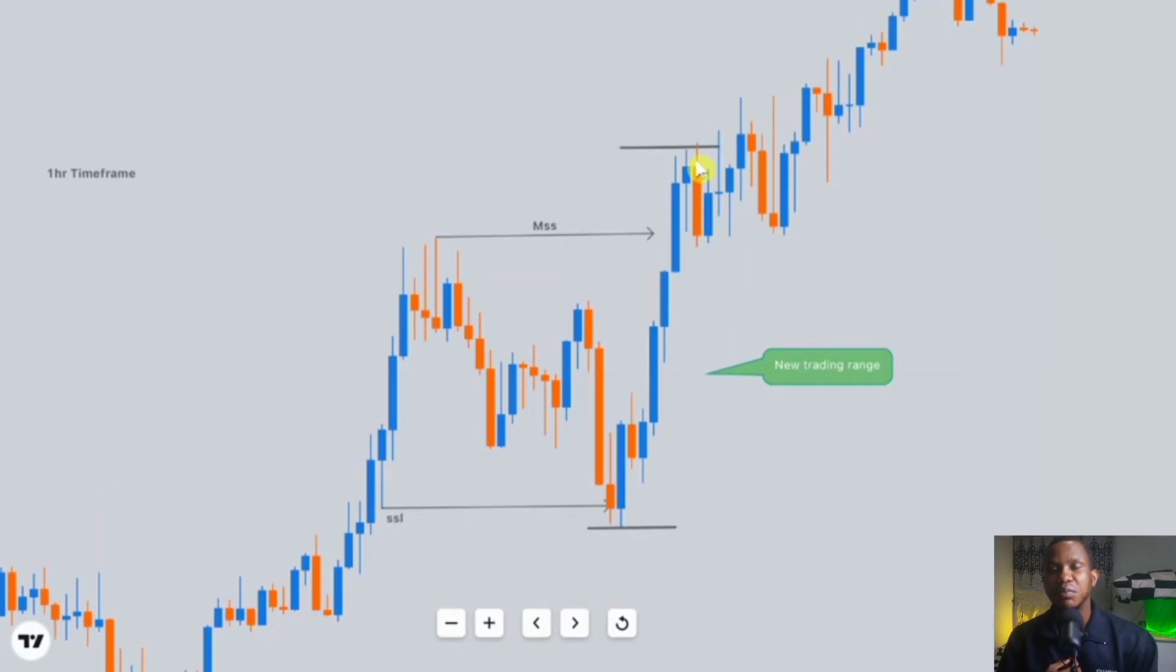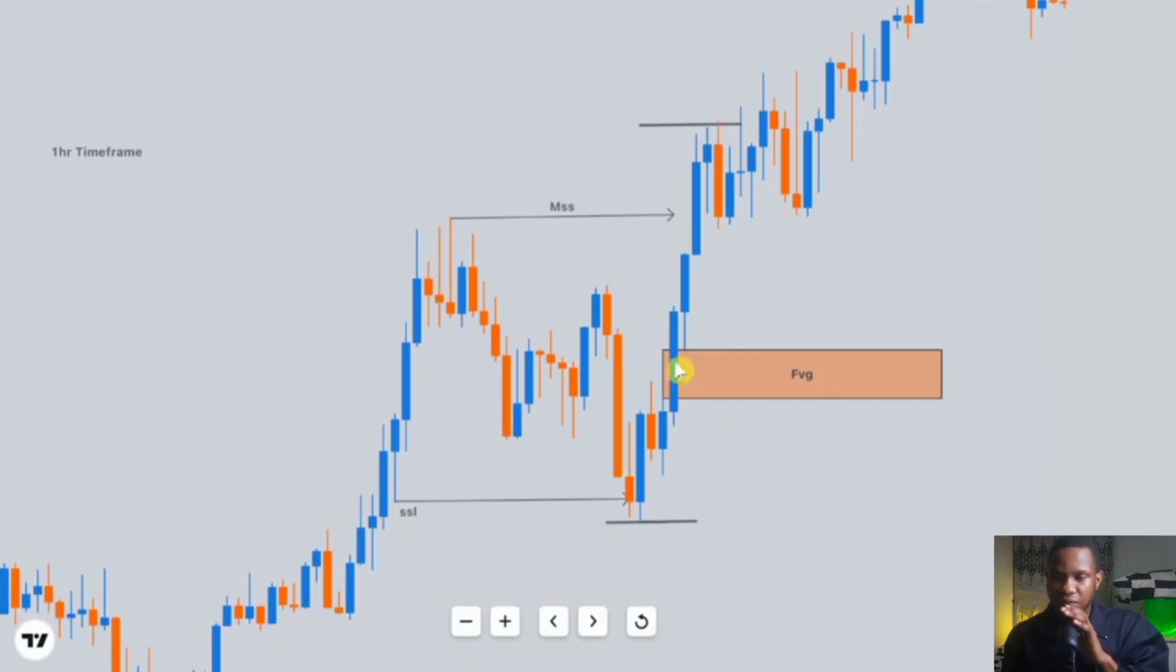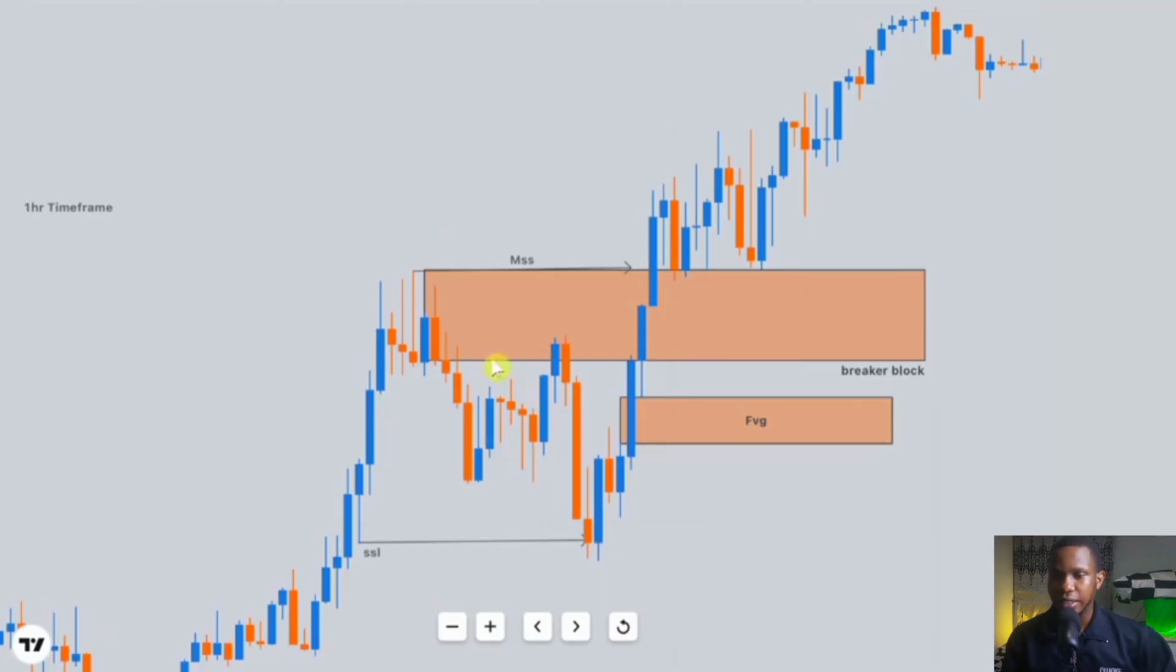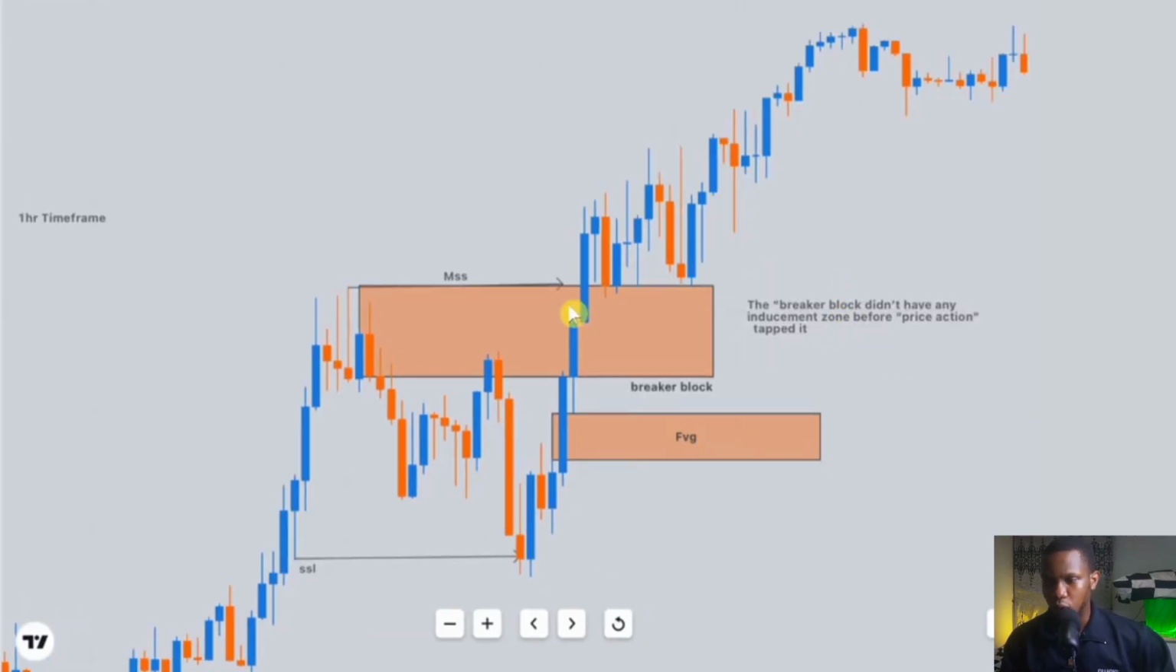Next, I'll mark out my institutional reference point that I taught you about, which I have my fair value gap right here. Again, I have my breaker block right here. Could we have caught this trade? The answer is no, because this breaker block right here didn't have any inducement zone before price action came to tap it.